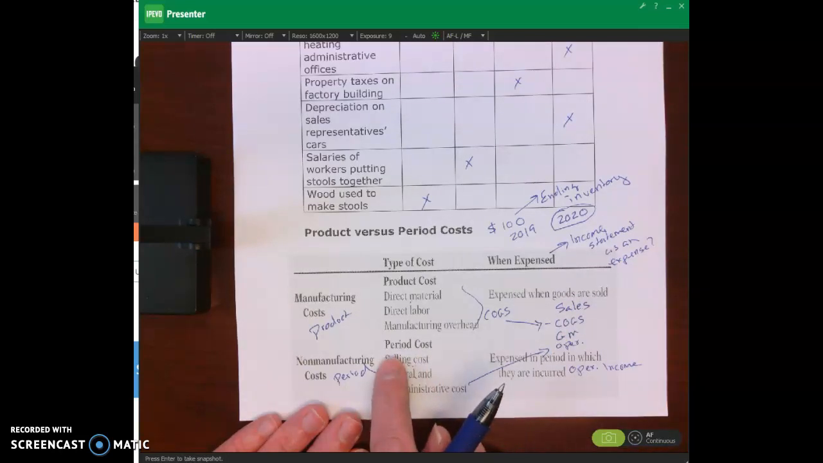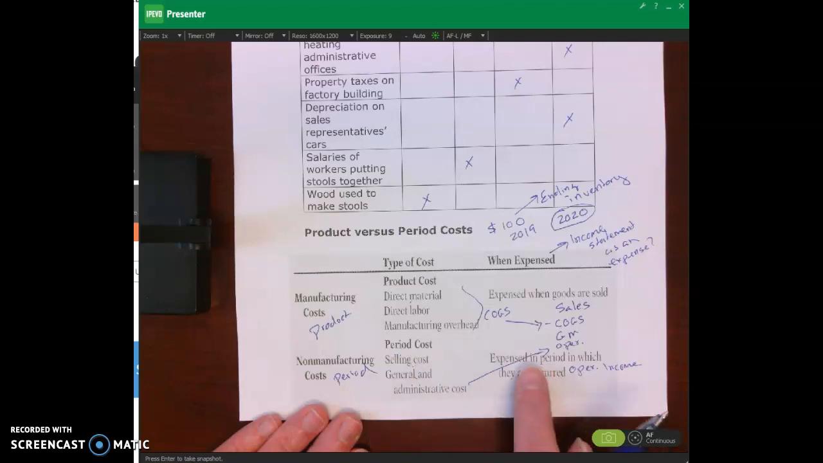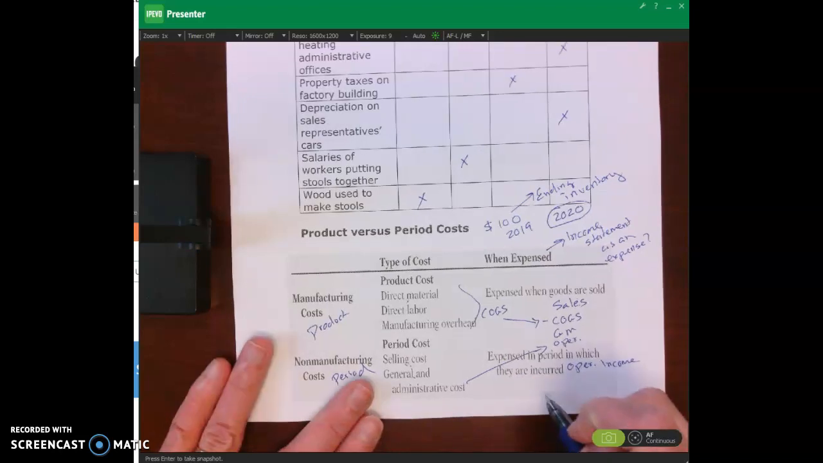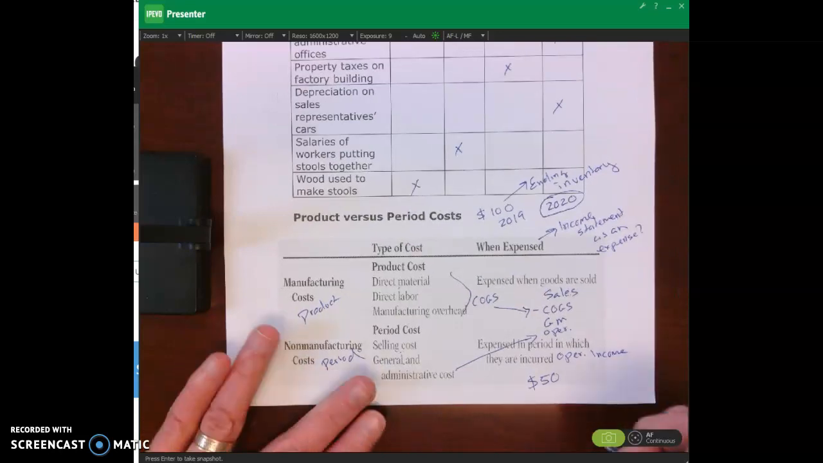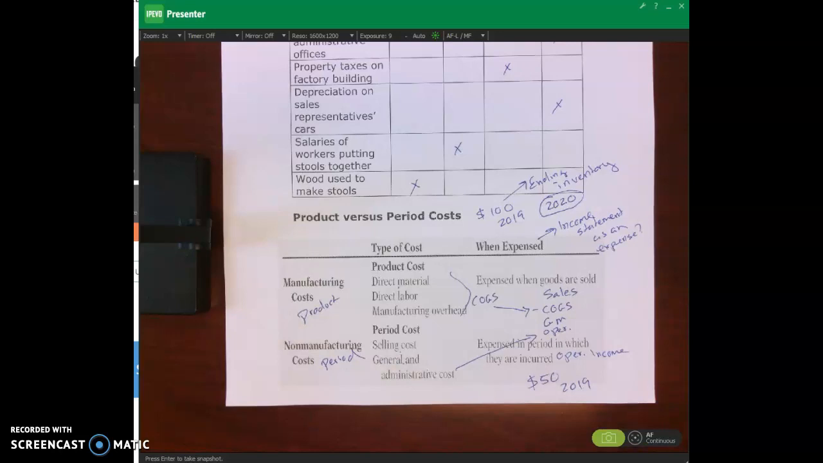So these costs are expensed in the period in which those goods are sold. These other costs, why are they called period costs? Because they are expensed in the period in which they are incurred. So if I have $50 worth of commissions for my salespeople in 2019, somewhere buried in these operating expenses, I will have $50 worth of salesperson's commissions. It doesn't matter when I sold the goods. It matters in which period those expenses are incurred. If they are incurred in 2019, that means they show up in the income statement in 2019.